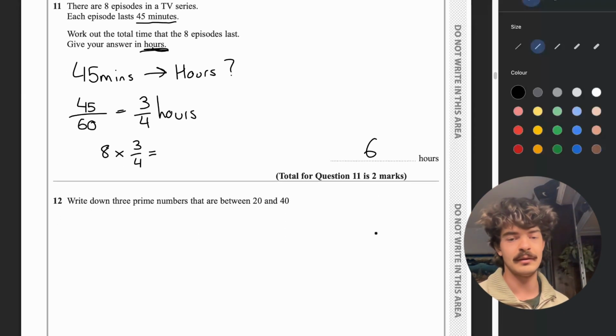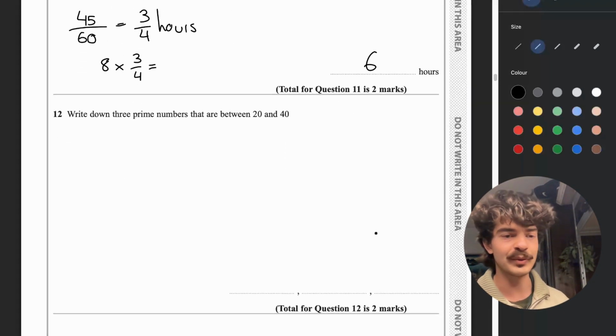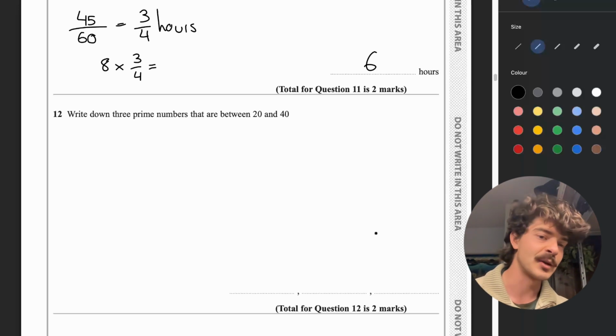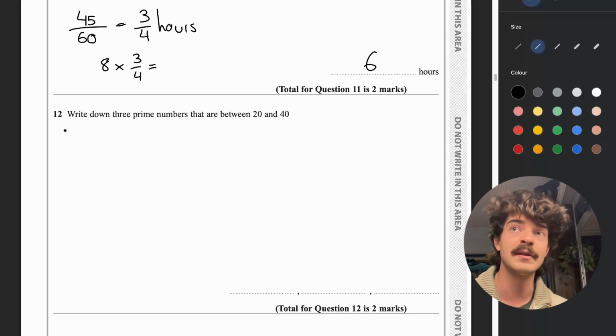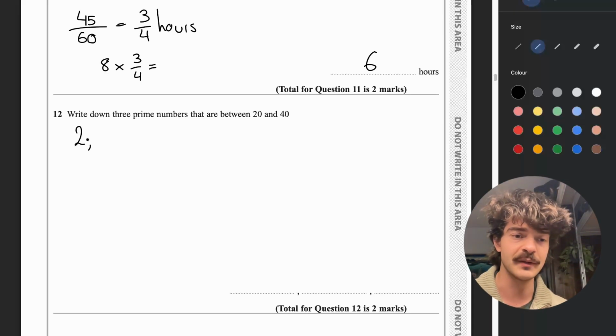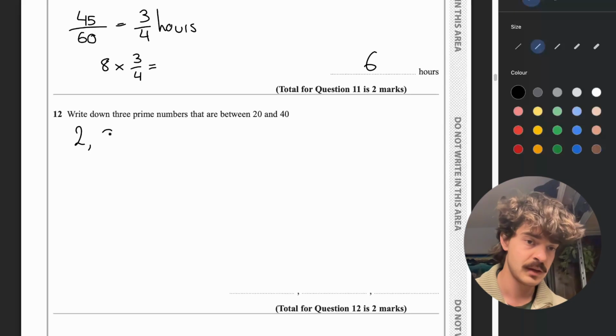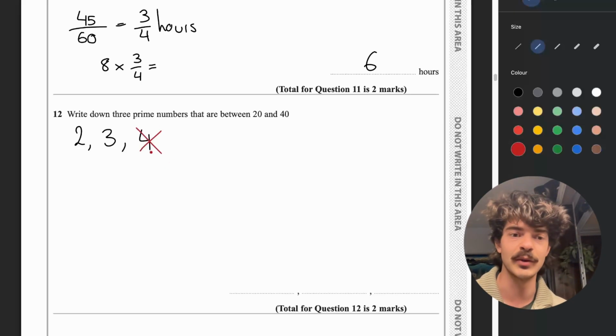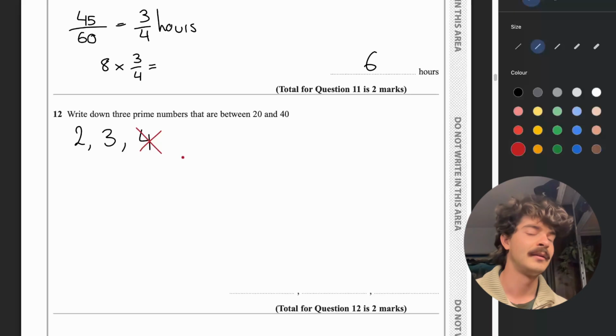Nice. Next up, prime numbers. Name some prime numbers between 20 and 40. So prime numbers are numbers that are only divisible by 1 and themselves. They've got no other factors. So for example, 2 is a prime number. It can be divisible by 1 and 2. 3, once again, 1 and 3. But 4 is not a prime number because it's also divisible by 2. Okay? So that's how we're going to distinguish.